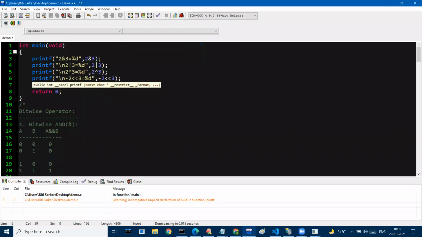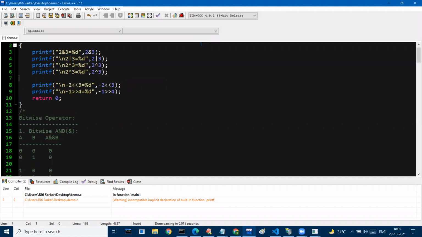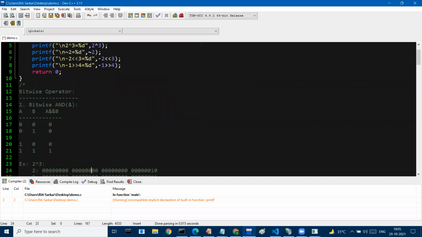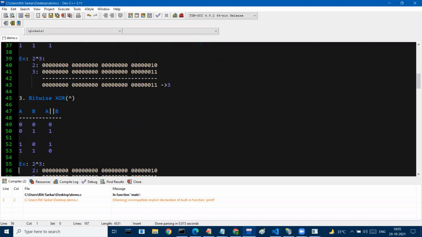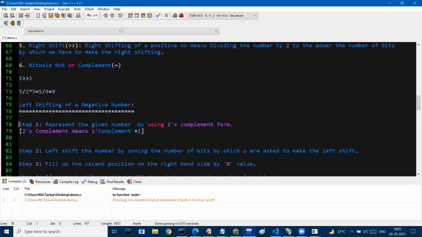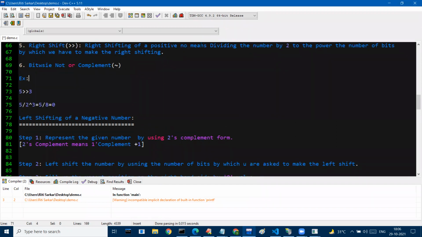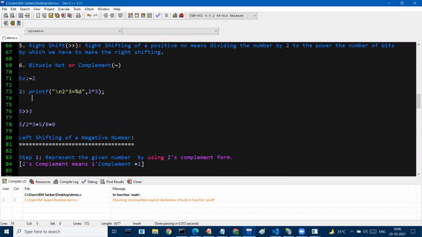Let me take that one also: complement. Complement of 2. Observe carefully. Don't think that just by complementing you will get the result. No, the most significant bit will come into the picture. Suppose you are asked to find the complement of 2. First, 2. What is 2?